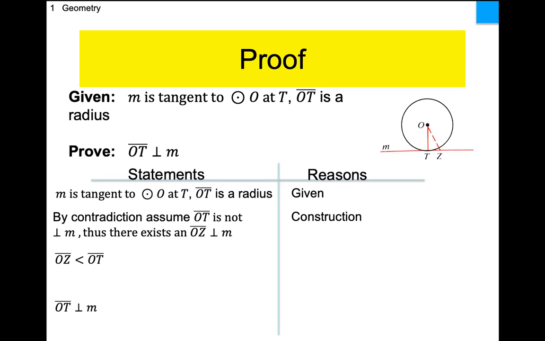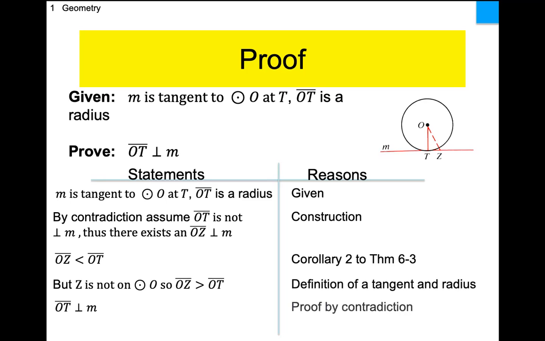Well, that contradicts what we just stated. So then, therefore, OT is perpendicular to M. And that's our contradiction. By the way, that was the previous reason: the side opposite the biggest angle is the biggest side. But Z is not on the circle, therefore we know that OZ must be bigger. That's the contradiction, and therefore what we assumed has got to be false. It's a binary choice: either perpendicular or not perpendicular. We assumed it's not perpendicular, therefore it's got to be perpendicular. We just proved it. That's a pretty slick proof.